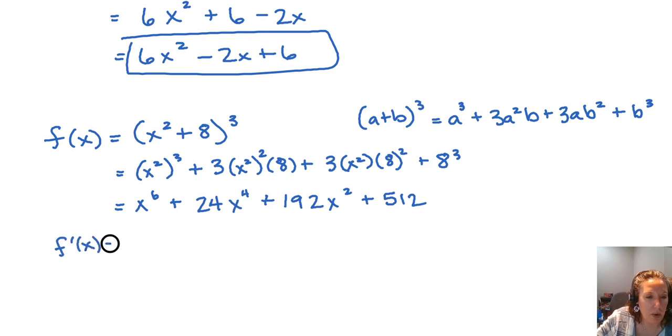Derivative of this is going to be really straightforward. I am going to go ahead and skip steps a little bit just to streamline this. So x to the 6th is going to be 6 times x to the 5th. 24 times the derivative of x to the 4th is going to be 24 times 4, which is 96 x to the 3rd.